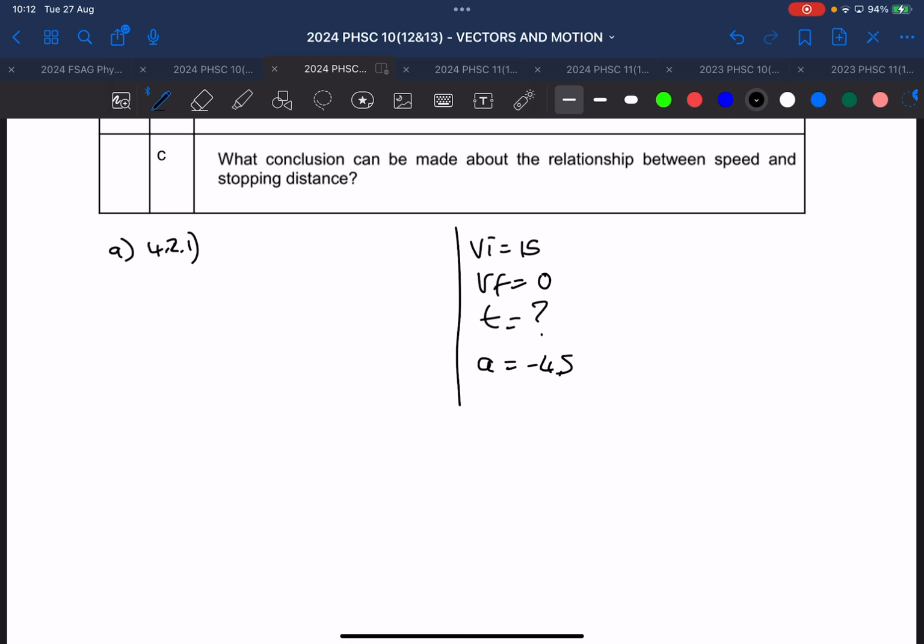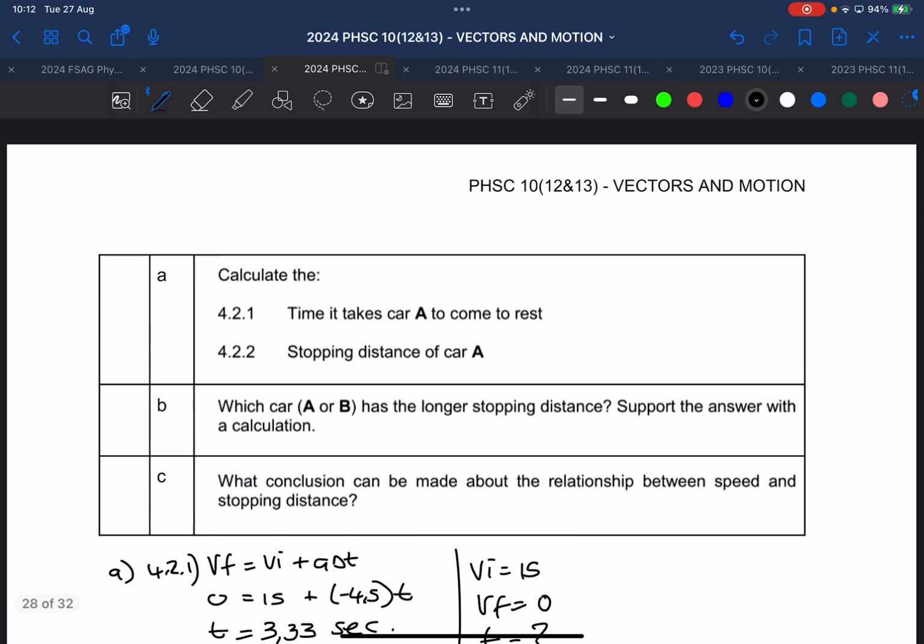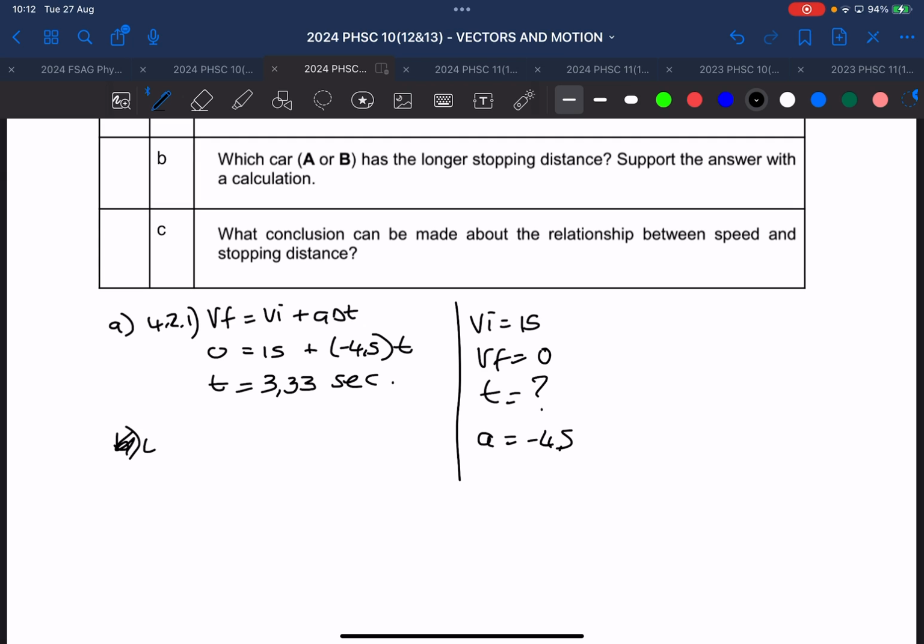Right, so acceleration is negative 4.5, so you are going to use this formula. 15, 0 plus negative 4.5 times t. And Umulema, what did you get for your time? 3.33 seconds.